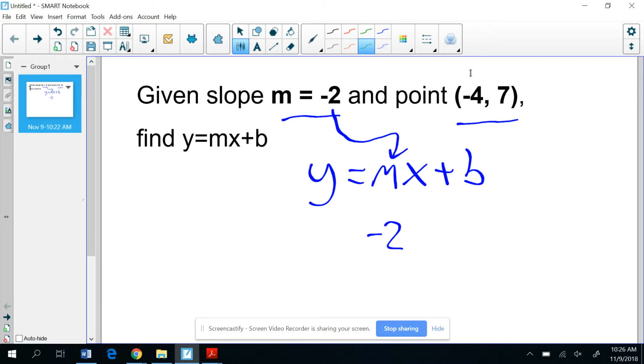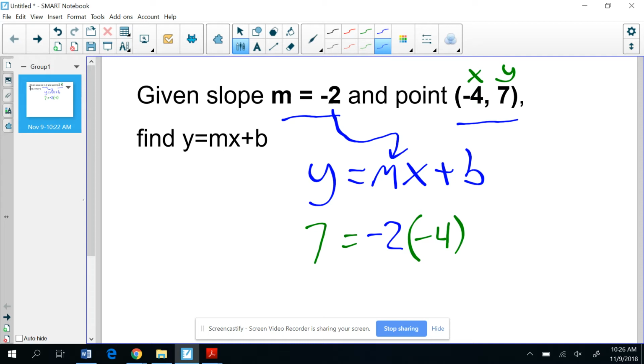I'm going to color these ones green this time. I'm going to make this my x value. I'm going to make this my y value. If I know one x and the y that goes with it, then I can plug it in and figure out what my b is. I'm going to take the y value, which is 7, and plug it in right here. 7 is equal to -2 times -4 plus b.